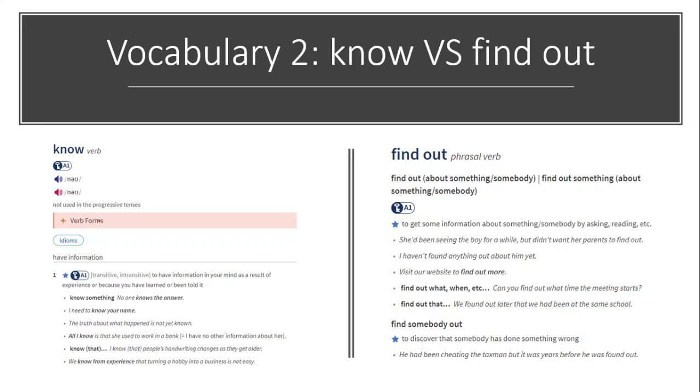So, know, first of all, it's never used in progressive tenses. So it's a stative verb. That's why we never use it in progressive tenses. Progressive means we usually use the term continuous as well. Continuous or progressive. So we cannot say I'm knowing, or I was knowing. So we always use know or knew or known.